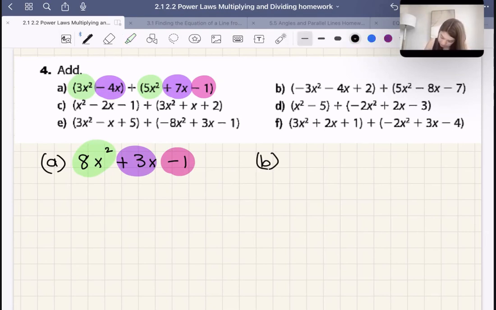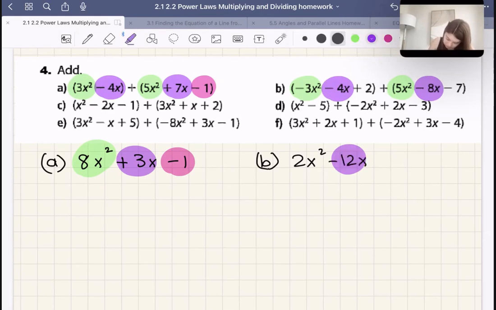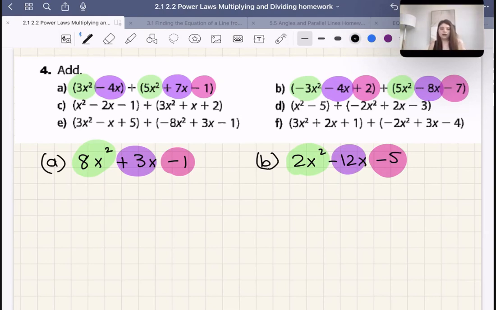So what are the like terms? Well, in terms of x squared, we have minus 3x squared and 5x squared. So that's going to be 2x squared when we add those up. Then we have negative 4x and 8x, which is going to give us negative 12x. And last but not least, we have 2 and negative 7, which if we add them up, gives negative 5. And there we go. Okay, let's do C.